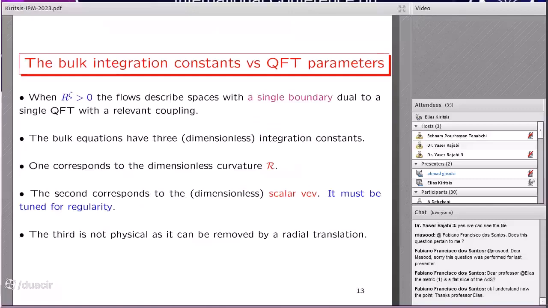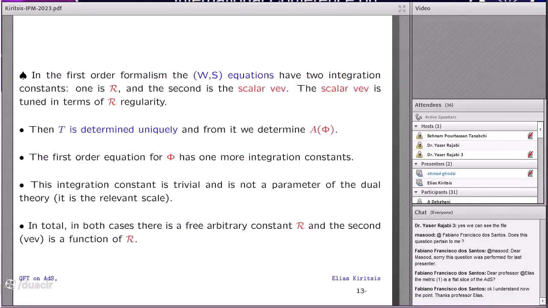When the curvature of the slice is positive, for example if the slices are spheres, then the flows describe spaces which have a single boundary, and this is dual to a single quantum field theory with a relevant coupling. In that case, the equations have three dimensionless integration constants. One corresponds to the dimensionless curvature of the quantum field theory, and the second corresponds to the dimensionless scalar wave. And this wave, as everybody knows, in that particular case must be tuned for regularity and becomes a function of this source parameter R. The third one is not physical and can be removed by a radial translation.